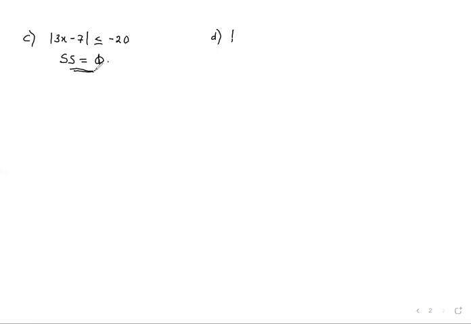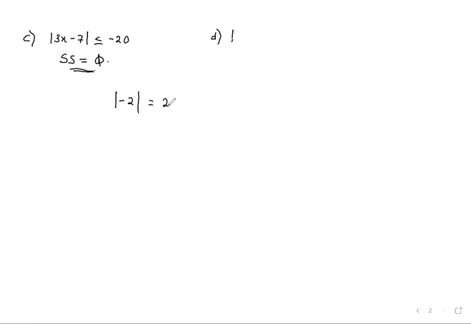Sir, can you please explain on C, why is the solution set empty? Look, any modulus, if I give you a modulus of -2, the answer will be +2. So there's no positive number which can be less than a negative number.